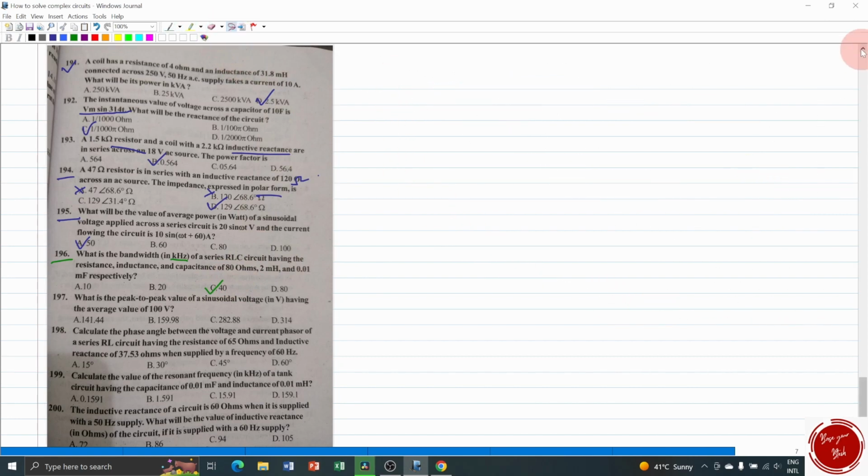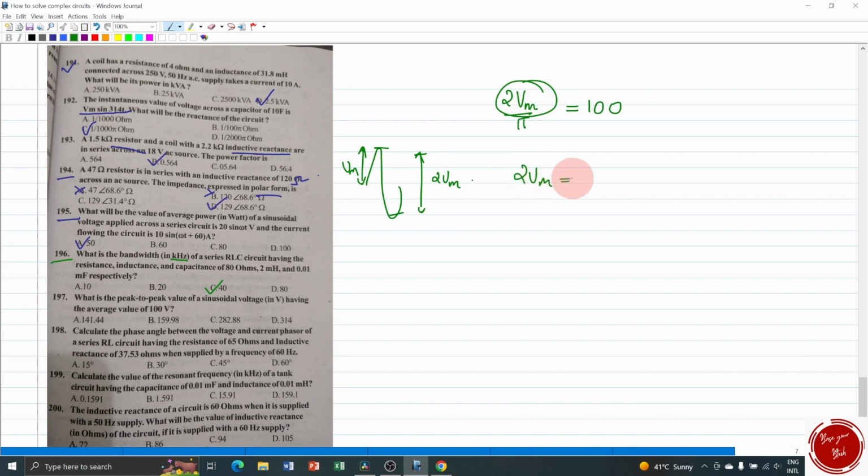What is the peak to peak value of a sinusoidal voltage having the average value of 100 volt? We know that the average value of a sinusoidal voltage is 2 Vm by pi, and the average value given is 100. We have to get the peak to peak value. Peak to peak value means from this peak to this peak. This is Vm, so peak to peak value is 2 Vm. So we have to get the 2 Vm value. 2 Vm is 100 into pi, that is 3.14, that is 314 is your answer.